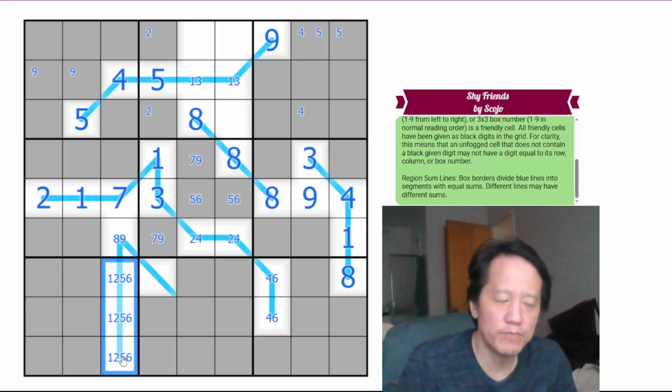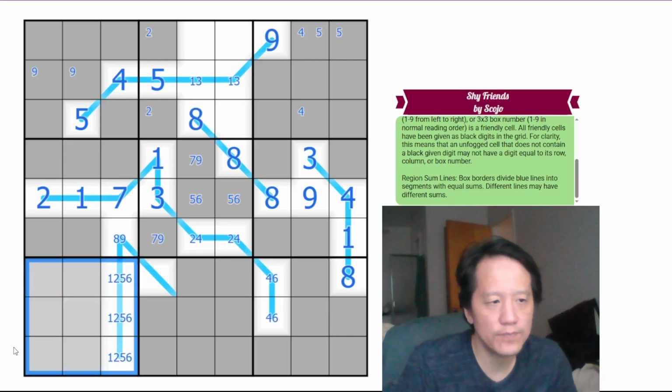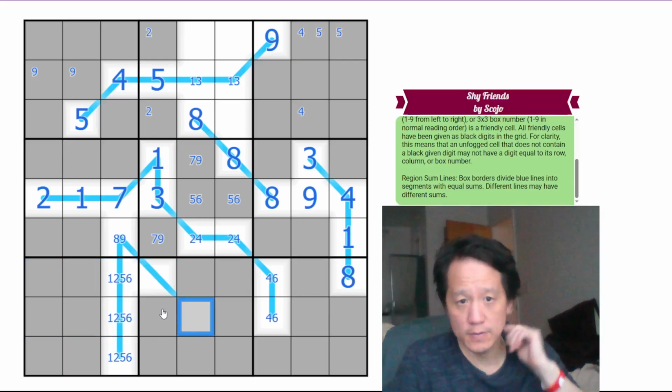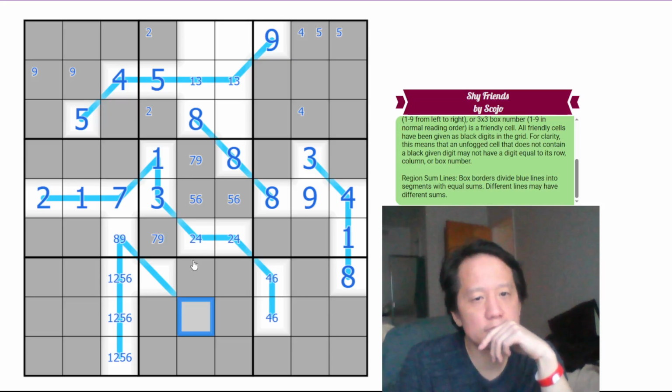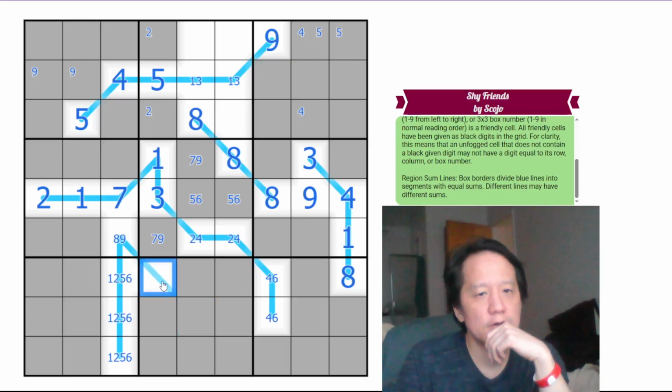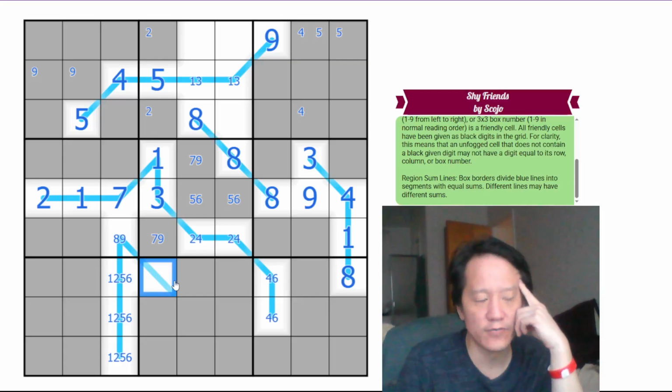This is column 3 and box 7. And we have row 7, row 8, row 9. Hmm. This digit cannot be 1, 3, or 5. Row 7 means, and not being given means, it can't match 7. Column 4 means it can't match 4.